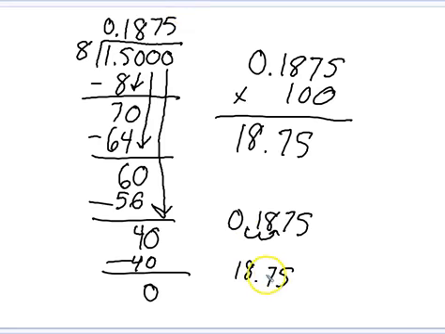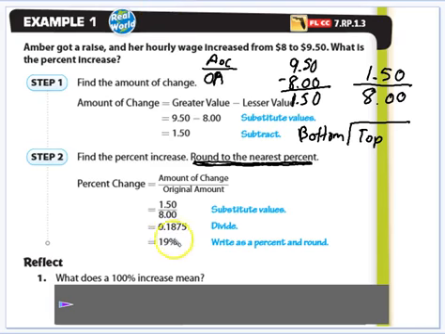So we're going to look at this 7, and since a 7 is a 5 or higher, it's going to make that 8 go up. So our answer will be 19%. And what did they get? 19%. Bada bing, bada boom, we're done.